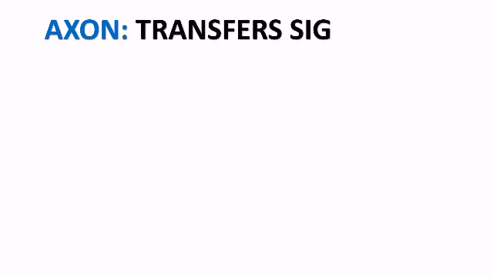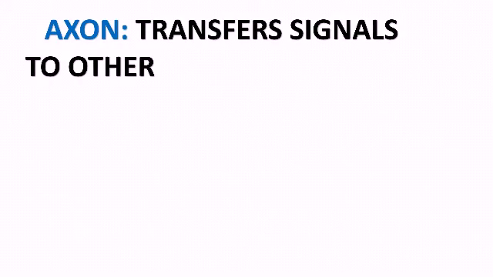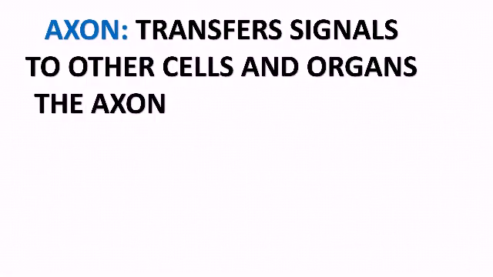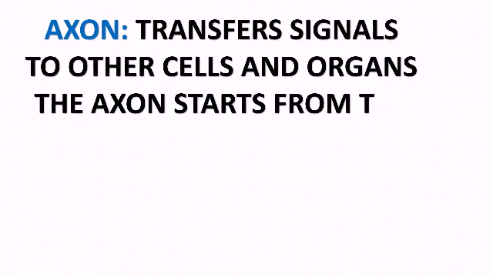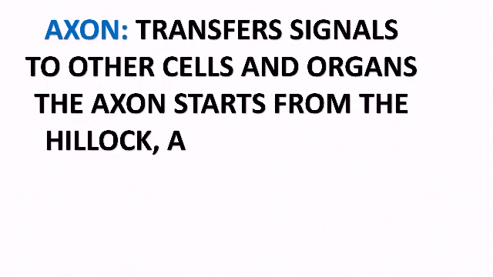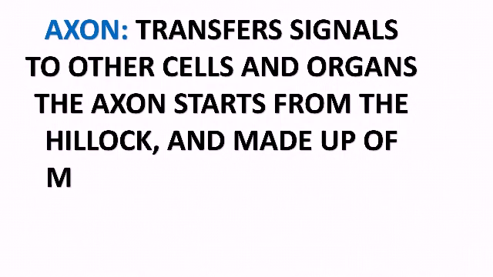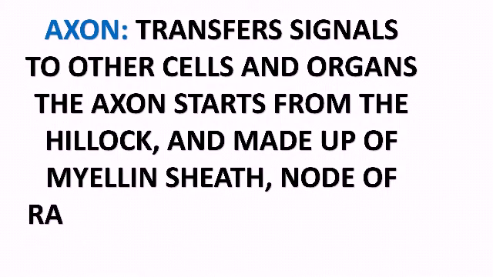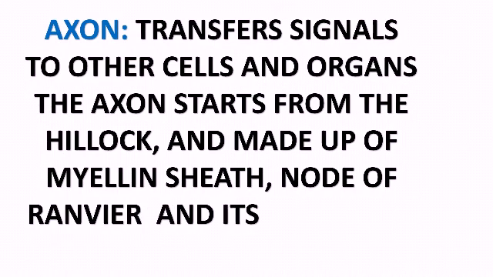When the impulses are received from the dendrites and others generated from the axon hillock, then that part of the axon is the one that transfers signals to the other cells and organs. So this axon starts from the axon hillock, and it is made up of the myelin sheath, the node of Ranvier, and its terminus.